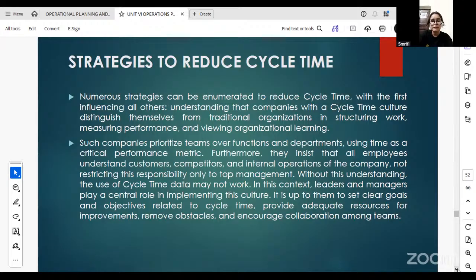In this context, leaders and managers play a central role in implementing this culture. It is up to them to set clear goals and objectives related to cycle time, provide adequate resources for improvements, remove obstacles, and encourage collaboration among teams.